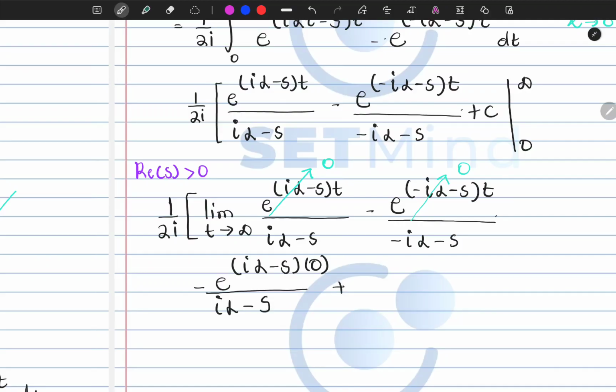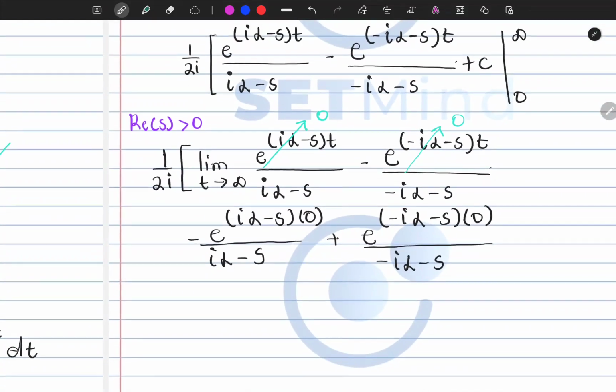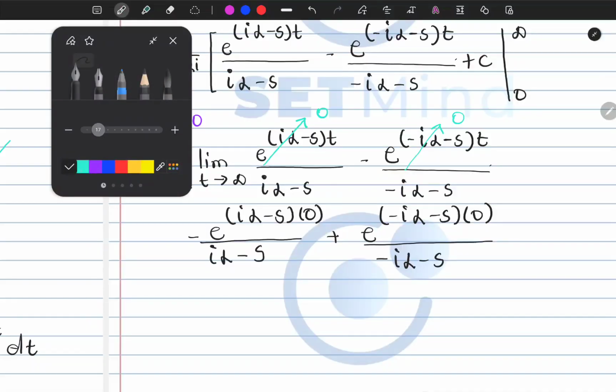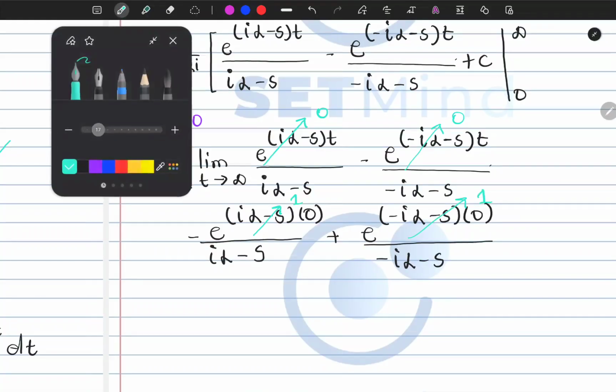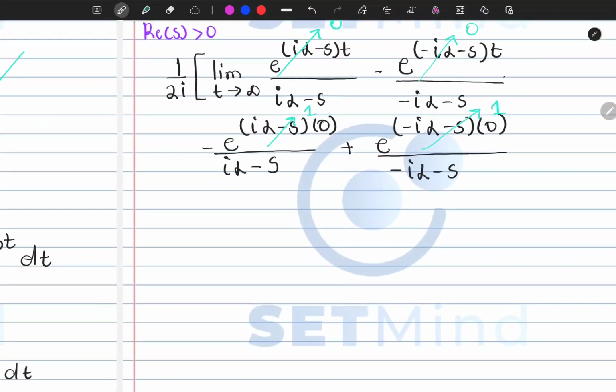Then the other part will be minus minus, which will be plus. So we'll have e to the negative i alpha minus s, and the t is 0. And this is divided by negative i alpha minus s. So if you look carefully, the top terms will just easily become 1, and even that term will become 1.